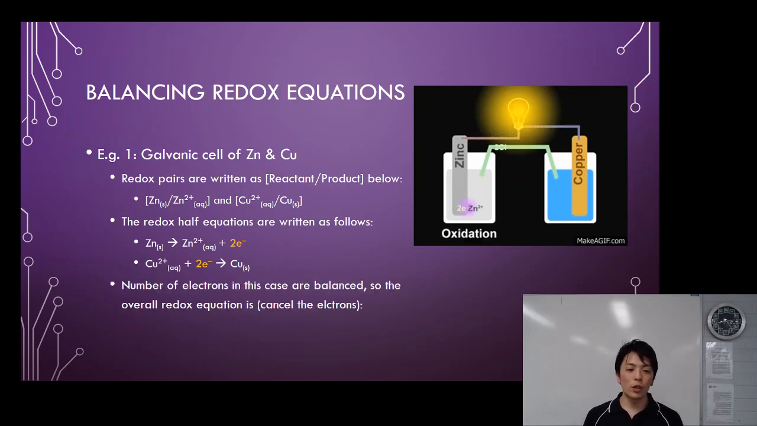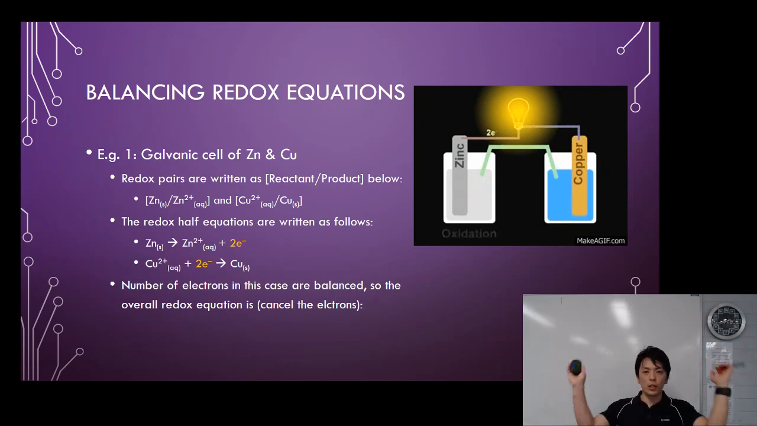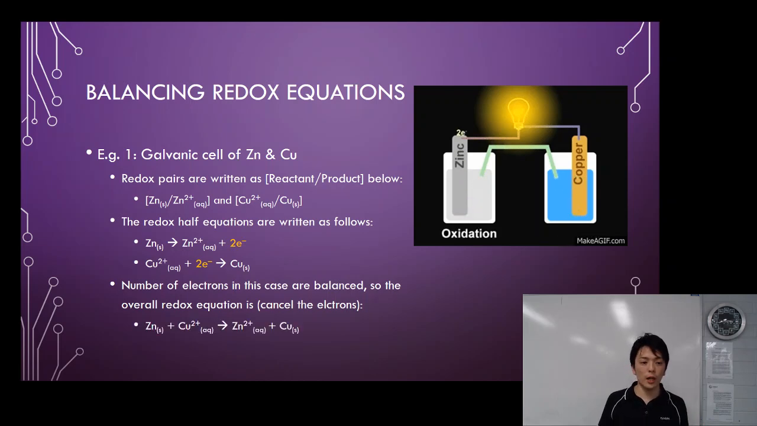The number of electrons in this case is balanced, as in zinc atoms are losing 2 electrons and copper is gaining 2 electrons each. So you can just cancel them out, because there are 2 electrons on one side and 2 electrons on the other side. If you combine these half equations, you would see Zn(s) plus Cu2+ becomes Zn2+ plus Cu.